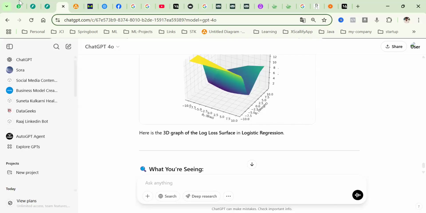Let me explain that. Let me explain with the graph for one second. I think you are mixing two different things.